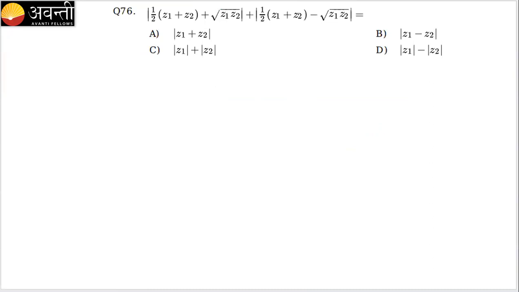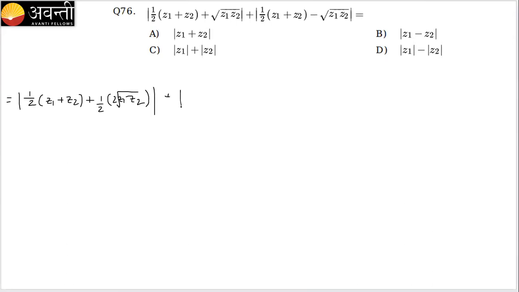This is question 74. This is a very interesting question. Again, we need to know algebraic manipulation. I'll multiply and divide here with 2. Okay, let me write it. So I will get mod of half (z1 plus z2 plus half into 2 under root of z1 z2).